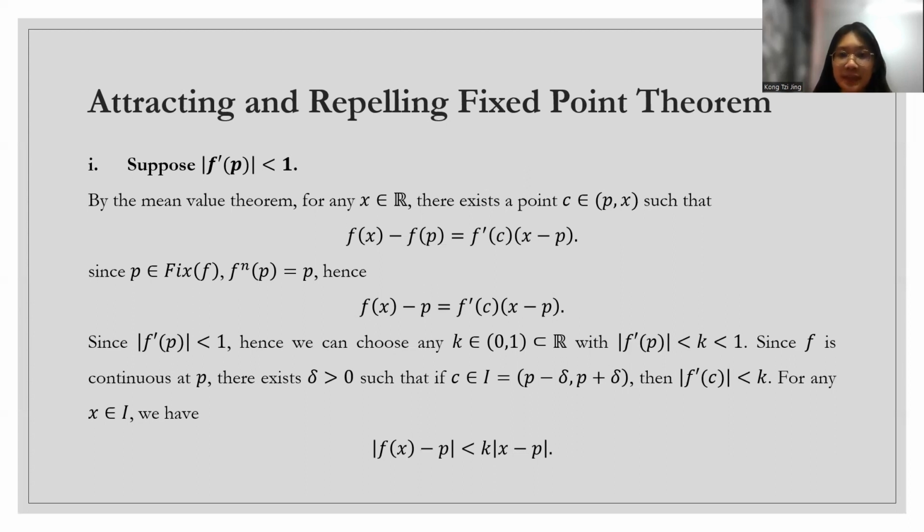And we know that since p is a fixed point of f, f(p) equals p, hence f(x) minus p equals f'(c)(x minus p). And since we assume |f'(p)| is less than 1, we can choose any k between 0 and 1 with |f'(p)| less than k less than 1. Furthermore, since f' is continuous at p, there exists a delta such that if c is inside the interval, then |f'(c)| is less than k. Combining all of this information, we get |f(x) minus p| less than k|x minus p|.